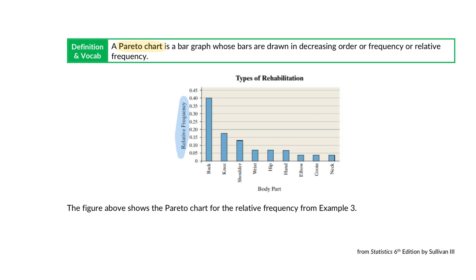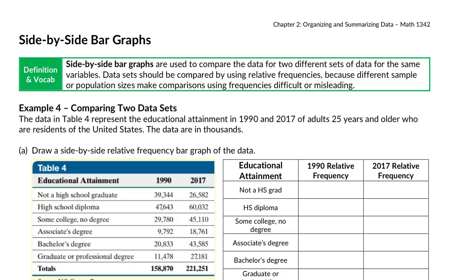Sound good? The next way you can organize qualitative data is called a side-by-side bar graph. It is exactly what it sounds like. In a side-by-side bar graph, you compare two different sets of data for the same variables. Data sets should be compared by using relative frequencies. This is important right here. We need to use relative frequencies and not frequencies, because different sample or population sizes make comparisons using frequencies difficult or misleading.